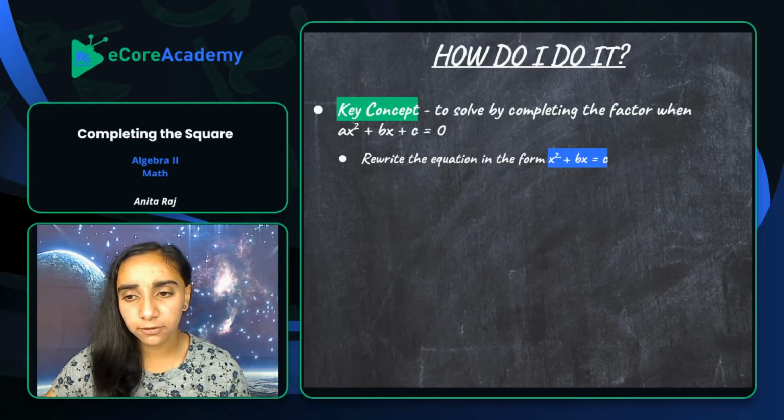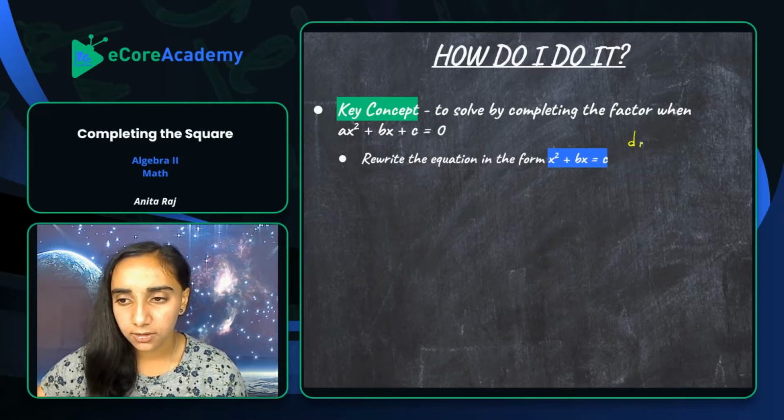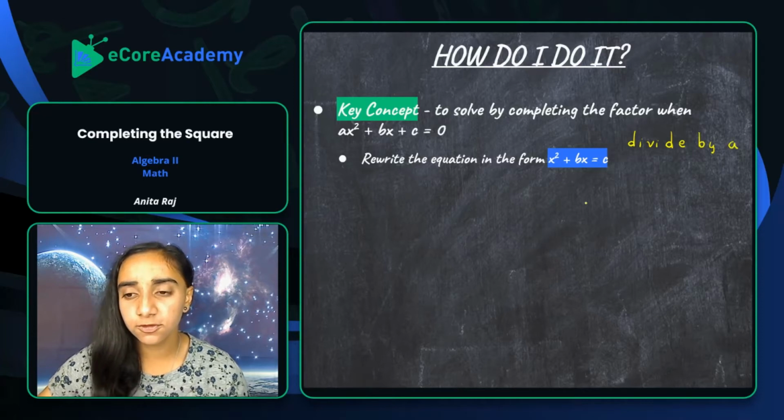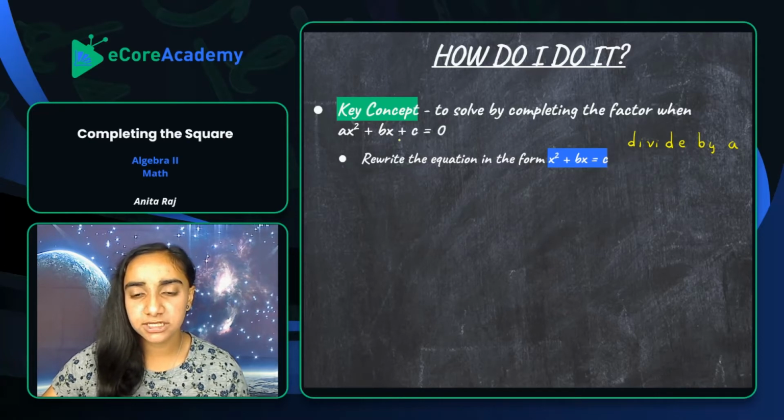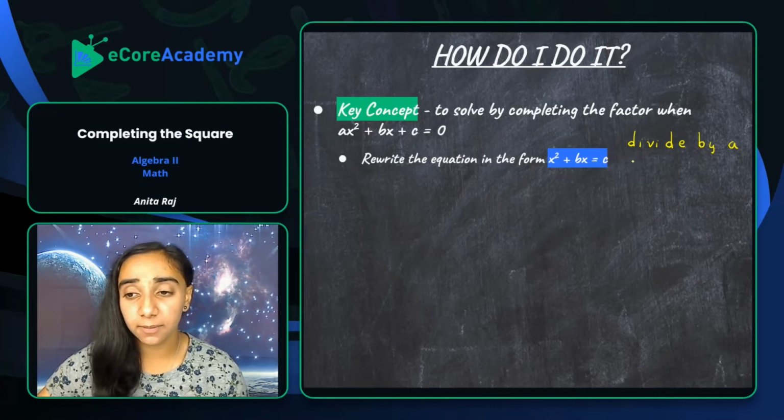If we want to get it to x squared plus bx equals c, what are we doing? Well, we are first dividing by the a term. If you can see here, the a term has disappeared. Divide by a. And then if you see, we've moved the c to the right side of the equation. Therefore, if c is positive, we subtract c from both sides of the equation, and if c is negative, we're adding c to both sides of the equation.